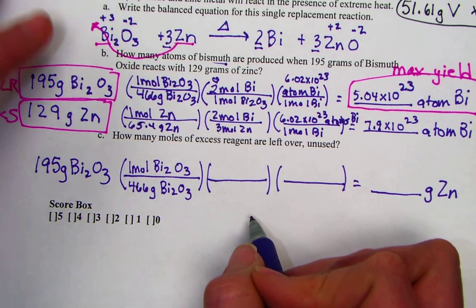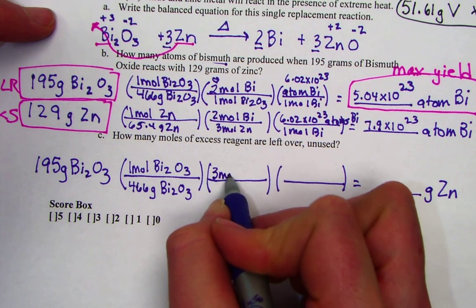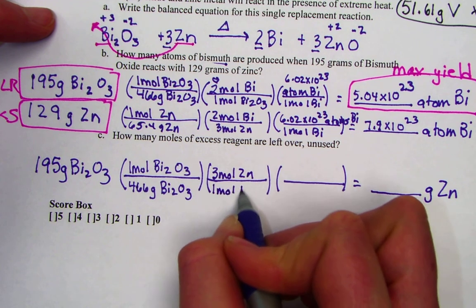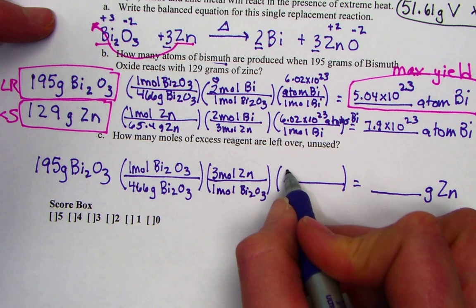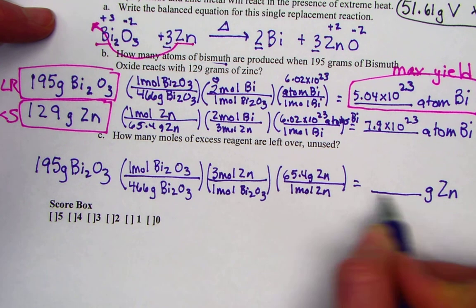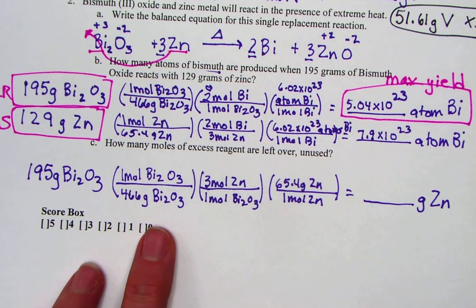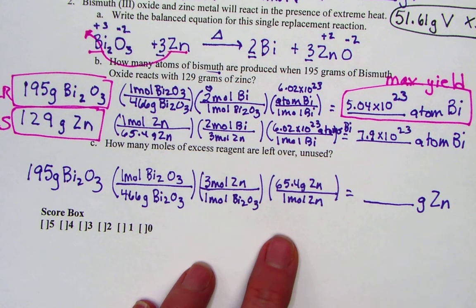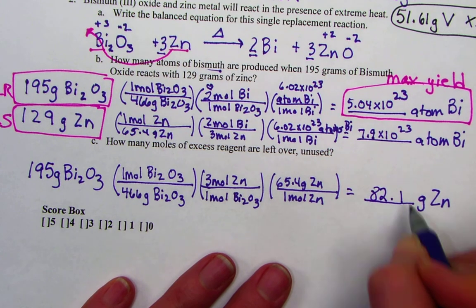We need a stoichiometric ratio of want over given. We want the zinc, it's the excess reagent. From the bismuth oxide, it's the limiting. We have a 3:1 stoichiometric ratio. We'll use the molar mass of zinc, 65.4 grams of zinc in every 1 mole of zinc, so that we can get a gram unit for our answer. 195 divided by 466 times 3 times 65.4, I find 82.1 grams of zinc.